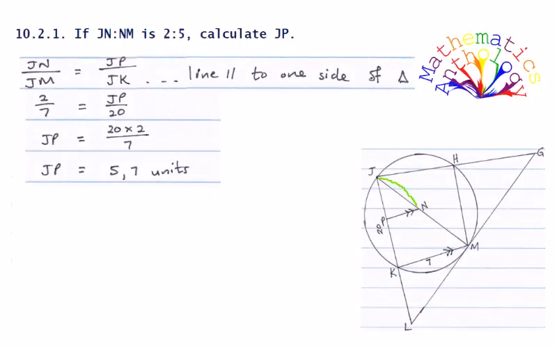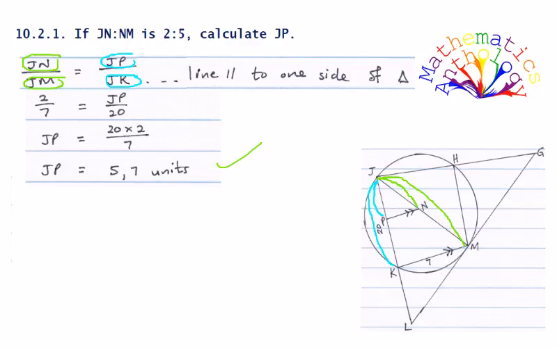10.2.1, if JN is to NM as 2 is to 5, calculate JP. So JN is to NM as 2 is to 5. Calculate JP. So we can say that JN over JM will equal JP over JK. And that is because of a line parallel to one side of a triangle. We're looking here at triangle JKM.